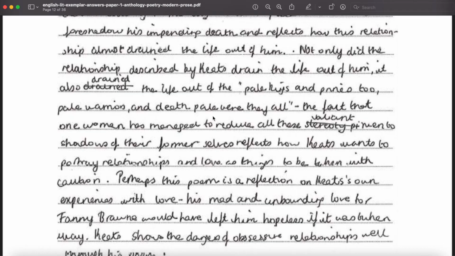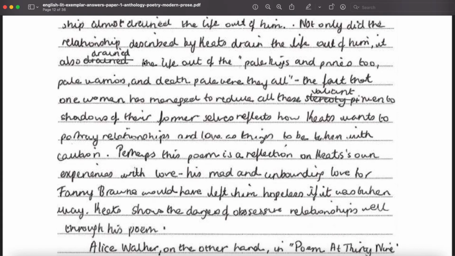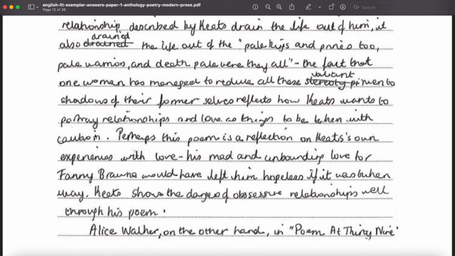But the student is not just stating it, they're giving examples of the pale kings, how they were also drained, about the lily, about how the knight was loitering so he seemed purposeless, and mentioning the author and what the author is trying to do by mentioning all this about kings and stuff. What is the author trying to do? Keats wants to portray relationships and love as things to be taken with caution. So beautiful use of all these elements together.